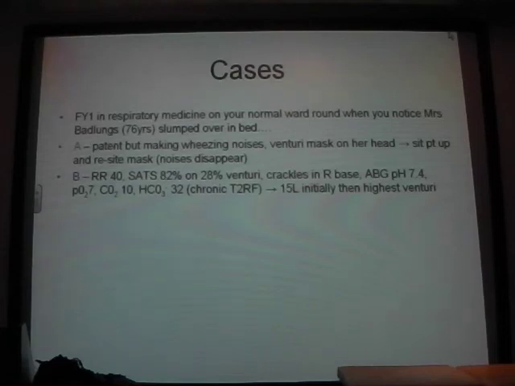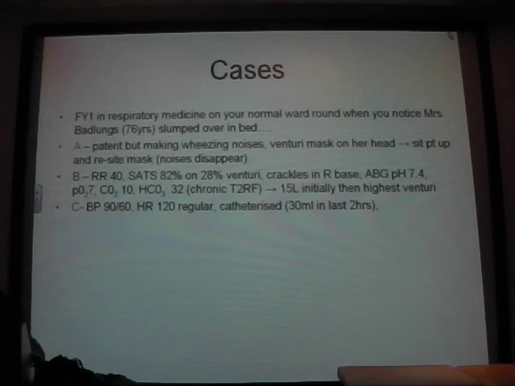Your ABG, pH 7.4. Would you guys go for a pH of 7.4? Yeah, it's fine. pO2 of 7? Yeah, it's hypoxic. CO2 of 10? Bicarb 32. Yeah, it's raised. Okay, so she's got chronic type 2 respiratory failure. So you put her on 15 litres initially because even though she is type 2, she retains, she's still hypoxic. Hypoxia will kill quicker than hypercapnia will.